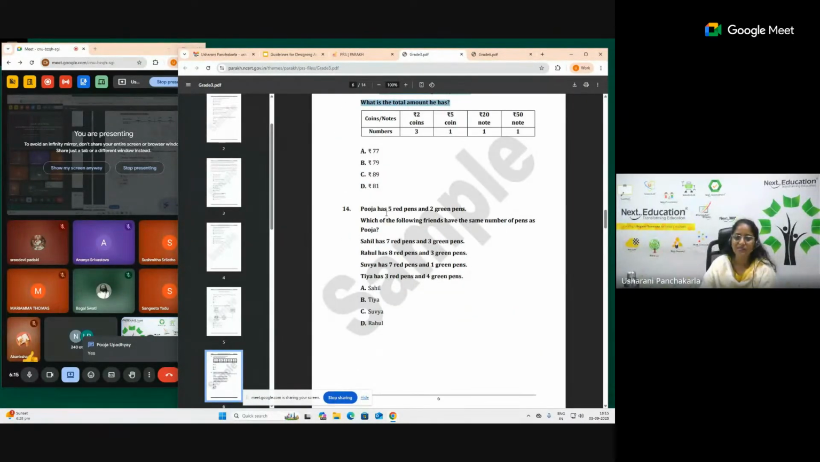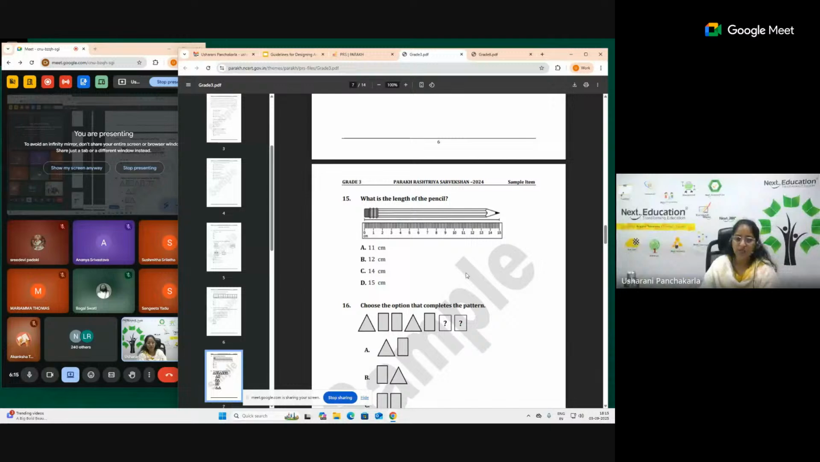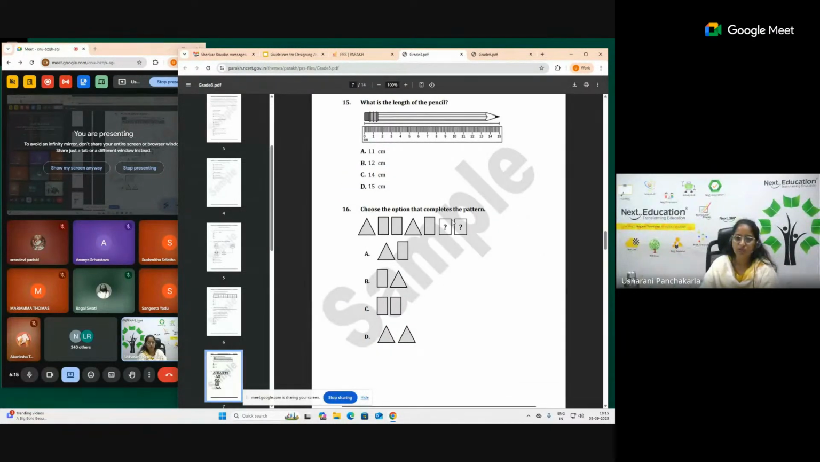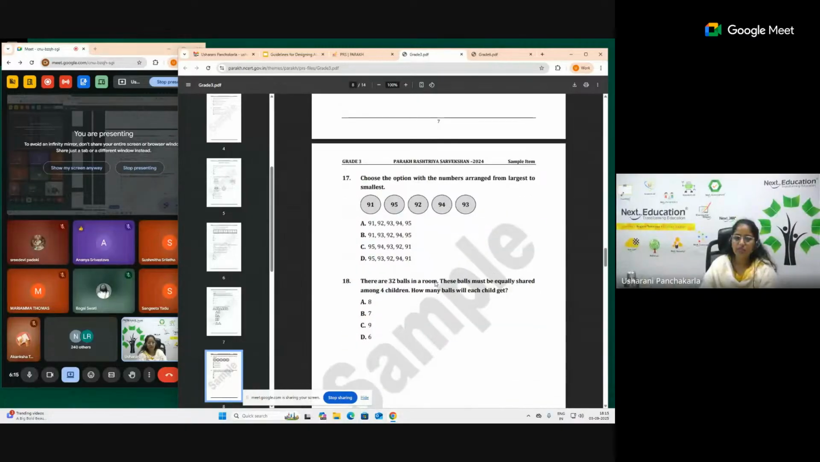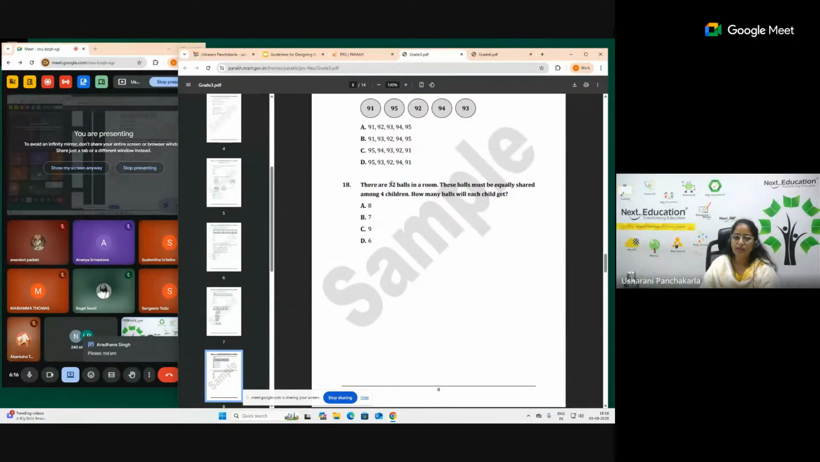So we are not getting just questions like 10 plus 2 is equal to what. Instead, we are putting it in the form of a scenario, a real life context. What is the length of the pencil? This is also one more logical reasoning question, to identify the pattern, because triangle is followed by rectangle, followed by triangle, so obviously here it will be a rectangle and then a triangle. Now the next one is finding the ascending order from largest to smallest, so that will become descending order. Then there are 32 balls in a room.